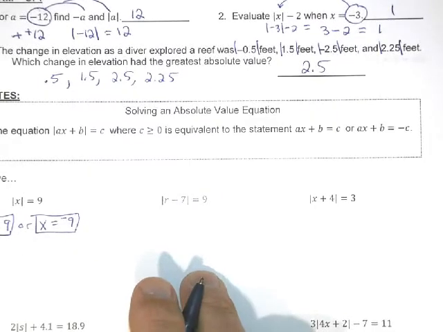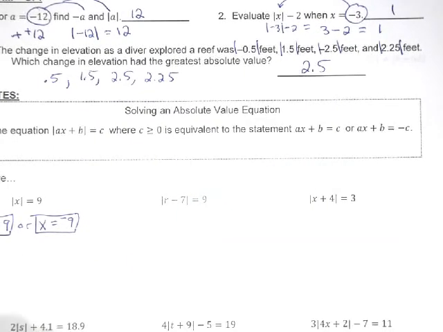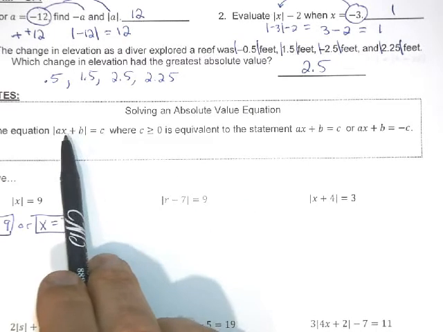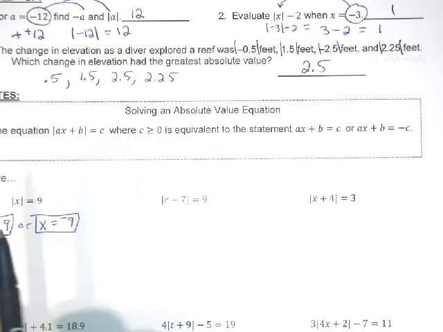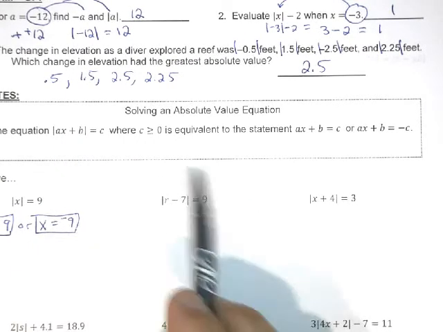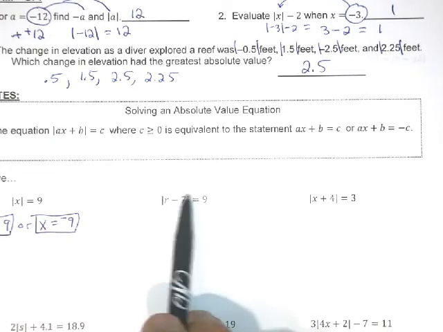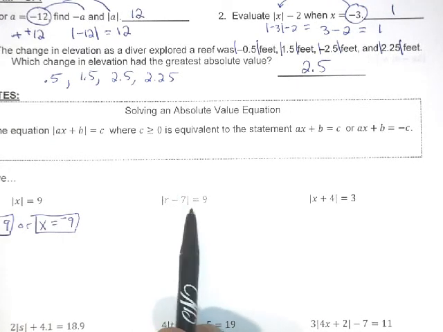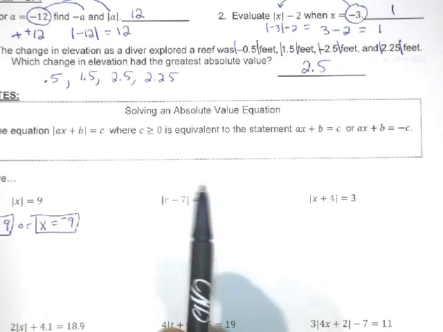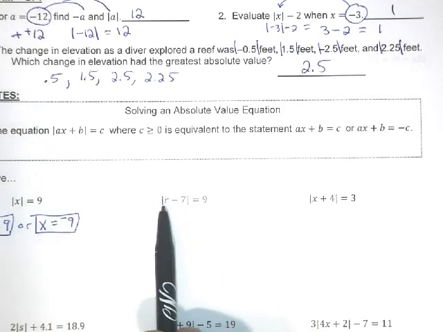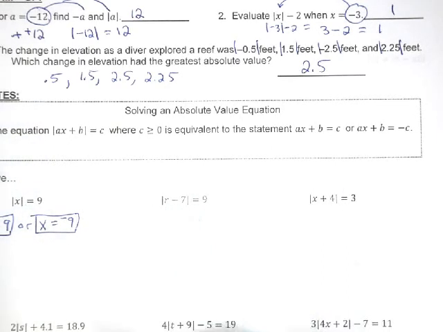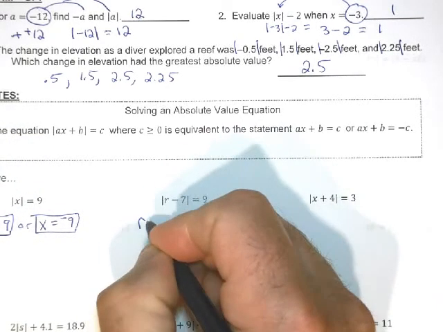For our next equation here, we have the absolute value of r minus 7 is equal to 9. Again, we're down to our format here for our absolute value equation. So there is nothing that we need to take care of outside of these absolute values. That would have to be done first. So we can jump right into our OR statement.